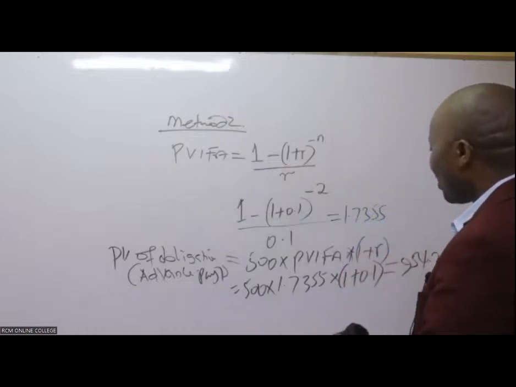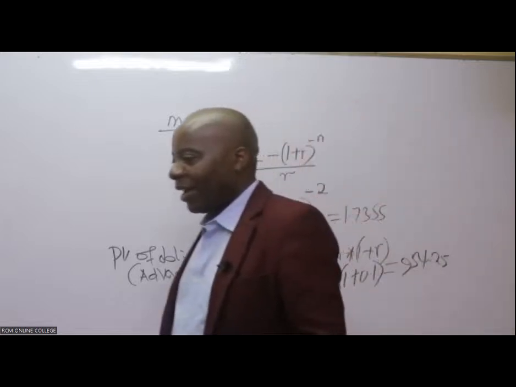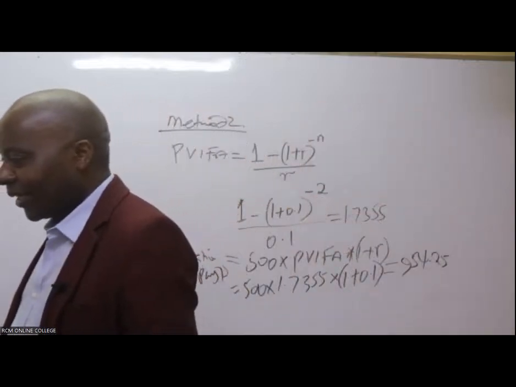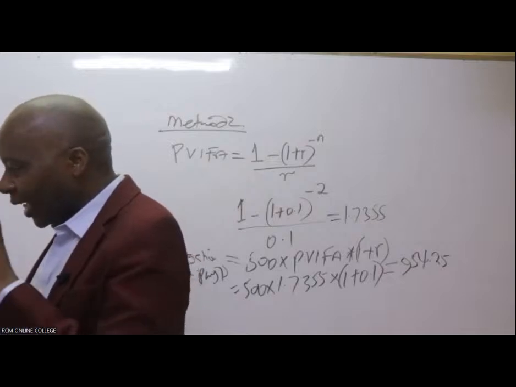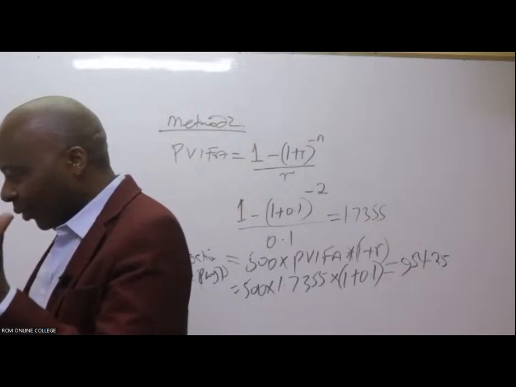Our clientele is now really, we are attracting the who is who in this accounting fraternity. Great. So have you learned something here? That 1 plus R, when it is for advance payment, payments made at the beginning of the period.